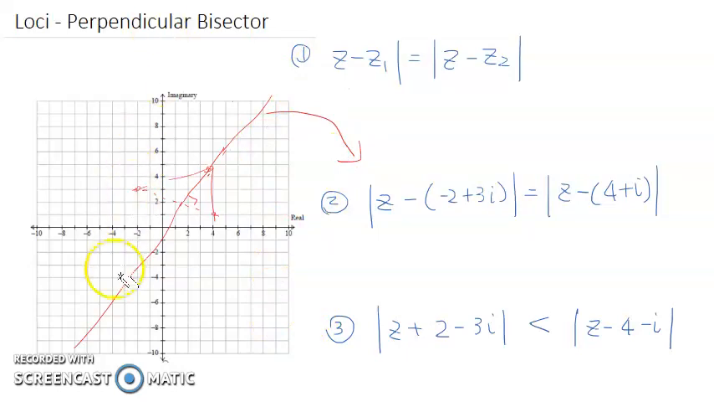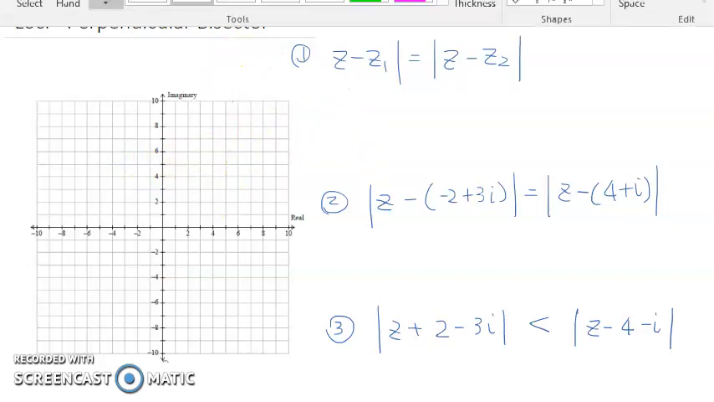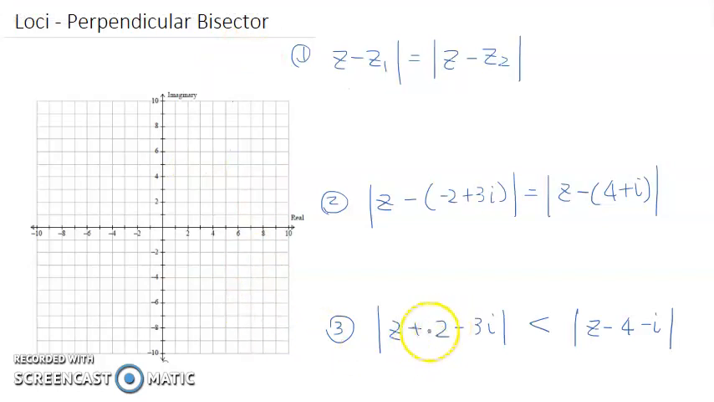Now let's have a look at question 3. Question 3 is slightly different. Instead of having an equal distance, you're saying that one distance is less than the other. But again, you have to interpret it correctly so that you can draw the picture nicely. So it says z, okay, we have to change the format and put the brackets on, negative 2 plus 3i, because when we expand it, that will give us positive 2 and negative 3i. So the distance from z to this point is less than the distance from z to, again putting the brackets on, 4 plus i. When we expand it, that will give us negative 4, negative i.